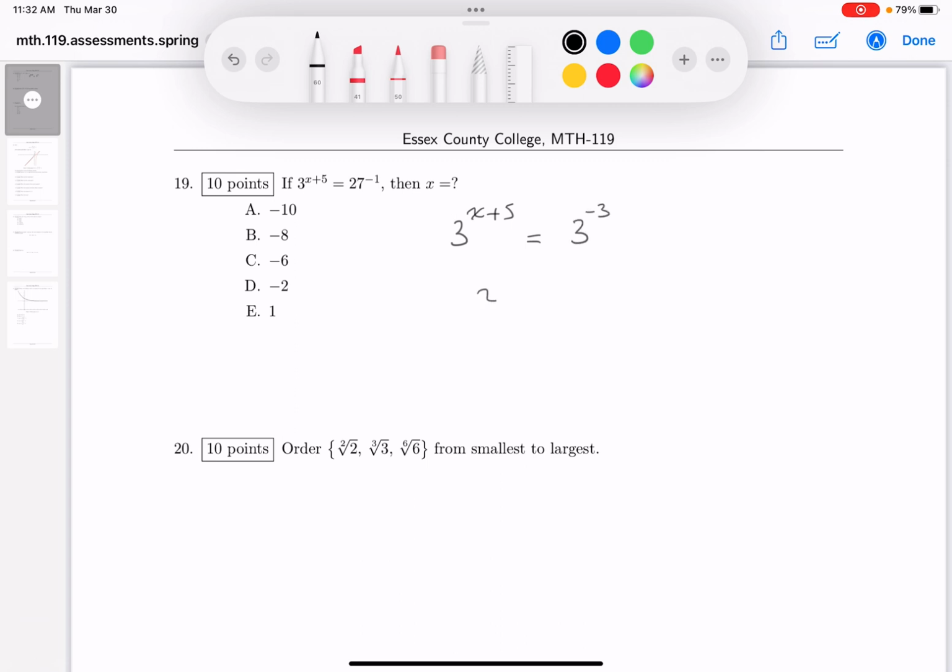What do I now know? I know x plus 5 has to be equal to minus 3. What's x going to be equal to? Minus 8. How did I do that? I subtracted 5 from both sides. Do I see that answer? I do. It's right here. Go on to the next question.